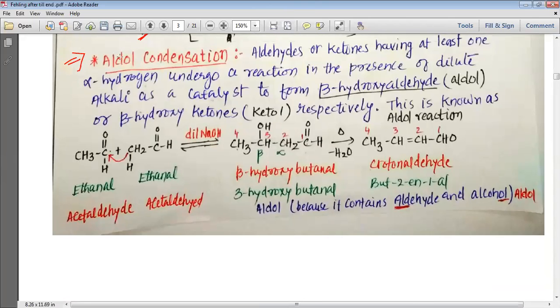First of all, we should understand the meaning of this word. This word represents ald and ol. What is the meaning? Let us see. Aldol. This aldol is a word made up of two small words, ald and ol. This word ald comes from aldehyde and ol comes from alcohol.